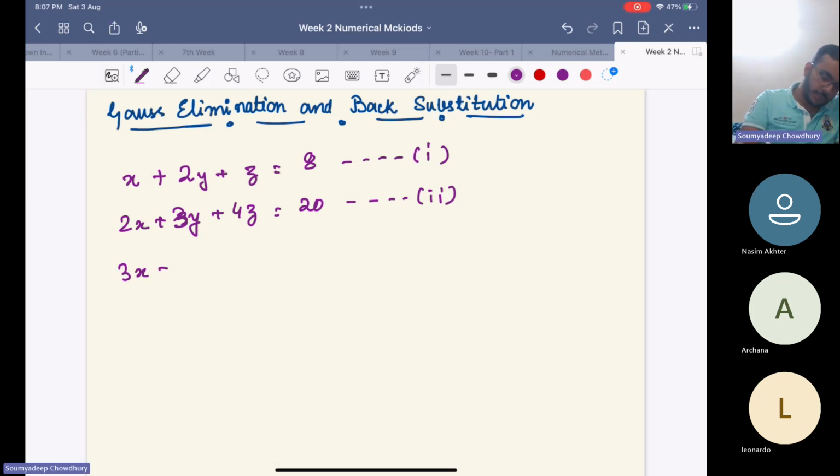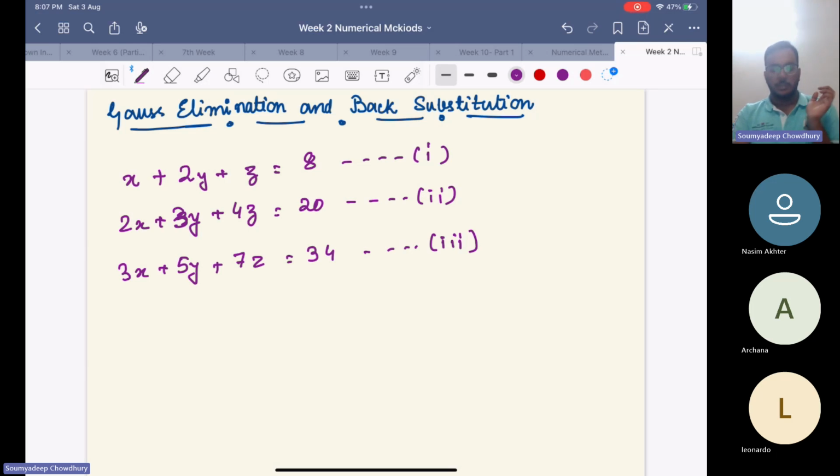Then you have 3x plus 7z equals 34. So you have to find the value of x, y, and z. The method here is Gauss elimination and then back substitution. I'll do this problem, and through this I will explain it to you, because if I just explain the algorithm, it will be difficult to understand. So I'll solve this problem and explain as I go.